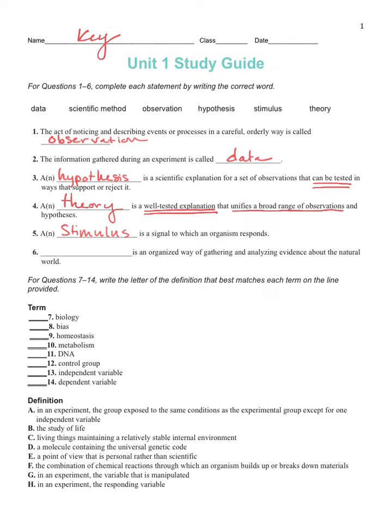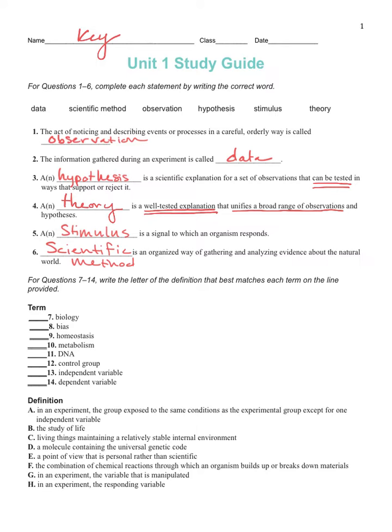And the last fill in the blank question is number 6, and it says blank is an organized way of gathering and analyzing evidence about the natural world. So remember, this is the scientific method. So it's a specific way that scientists approach collecting information and analyzing it.